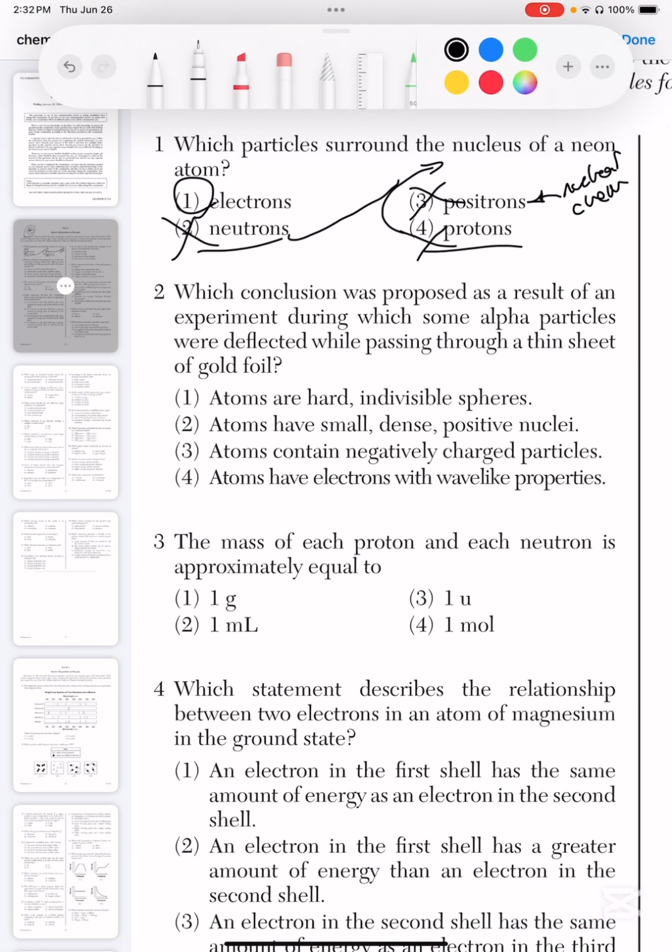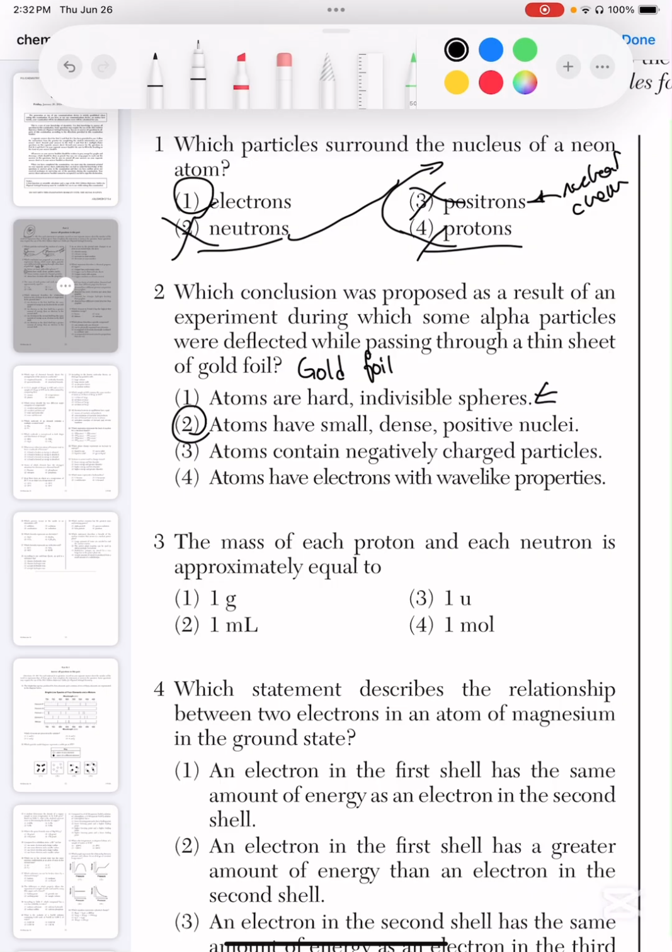Which conclusion was proposed as a result of an experiment? Okay, so this is referring to the gold foil experiment. They ask about this on every single Regents exam, so it's good to know that the conclusion they arrived at was that atoms have a small, dense, and positively charged nucleus.